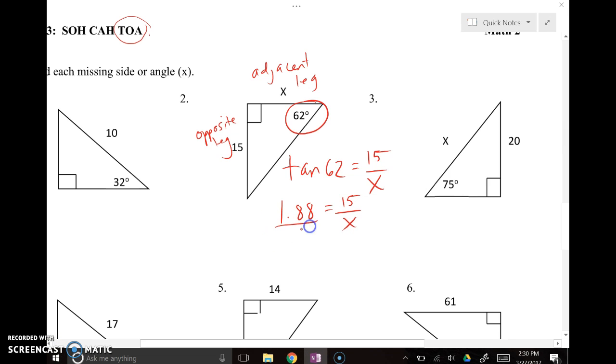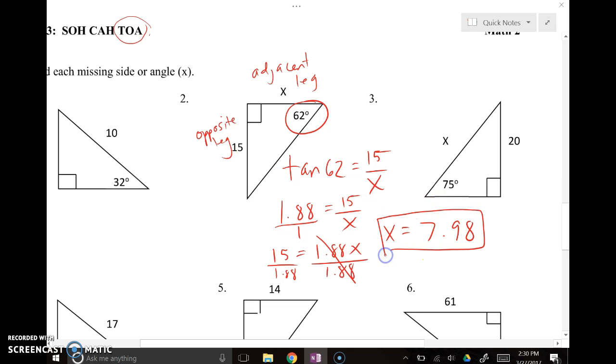If I look at this as a proportion, it might be easier. So you cross multiply in this scenario. 1 times 15 is 15. 1.88 times x is just simply 1.88x. Now to get x by itself, I'll divide both sides by 1.88. These cancel, so x is equal to 15 divided by 1.88, which in my calculator I get 7.978, so that's going to be 7.98, and that is the length of the adjacent leg of a right triangle with a 62-degree angle in it.